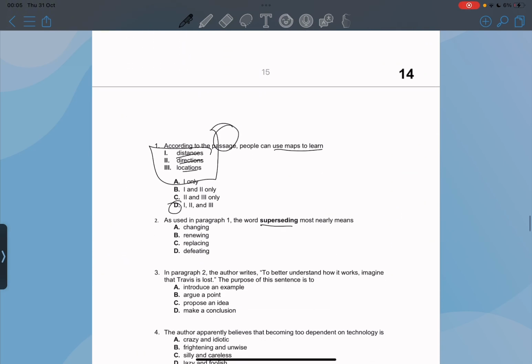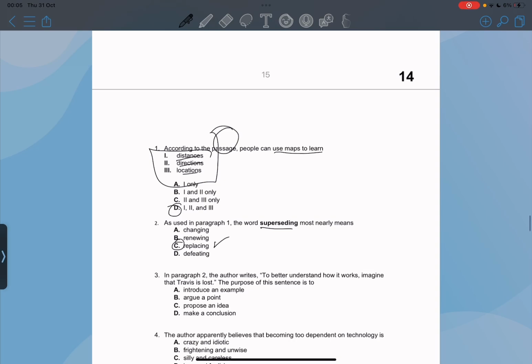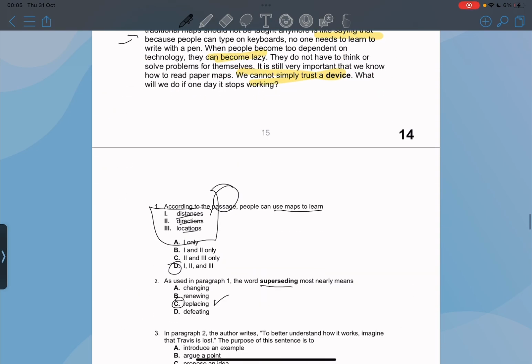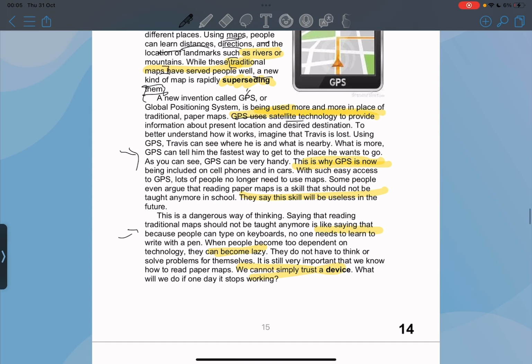So let's see what we've got here. Replacing seems to be the best option here, because these maps, these GPS ones, are replacing this. They're not renewing it or changing. Defeating is an interesting one, I think. I think it's close and it could be used there, but replacing seems to be the best synonym here. And if you put replacing right here, it would work a lot better than putting the word defeating.